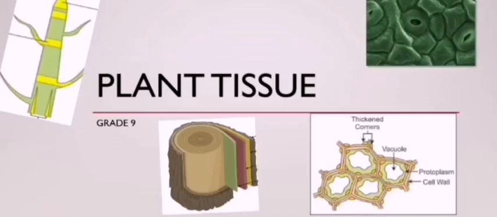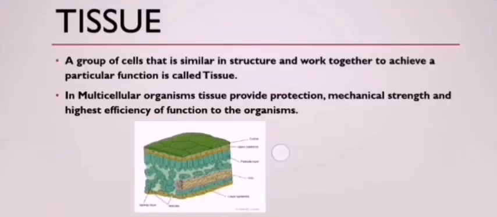Let's start with what is a tissue. Tissues are nothing but groups of cells that are similar in structure and they are going to work together to achieve a particular function. For example, a single cell cannot do the function of a tissue. There should be more than 2, 3 or 5. There should be multiple cells that are going to work together. They will have similar structure, so they will perform similar function. So this is the definition of tissue, irrespective of whether it is a plant tissue or animal tissue.